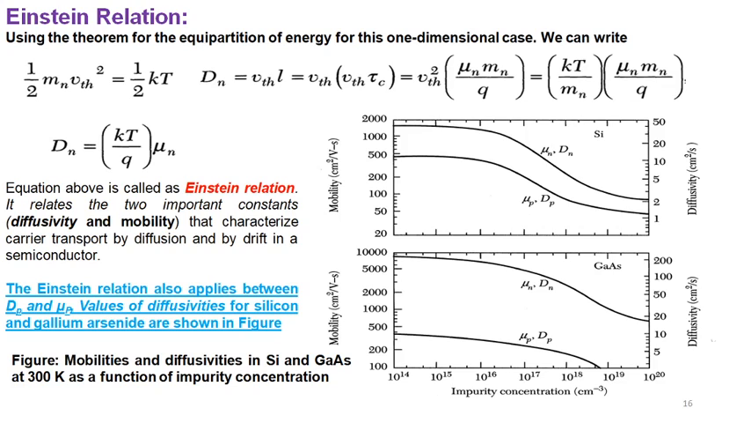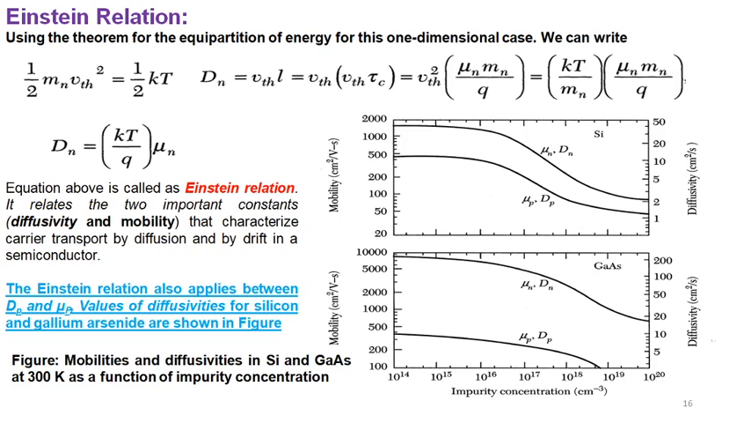for holes also, but before that we see the Einstein relation, which relates mobility and the diffusion coefficient. Here we use the equipartition theorem for the one dimension case, that's why we write 1 half m v square is equal to 1 by 2 kT. Then Dn, the diffusion coefficient, is Vth, the thermal velocity, times the mean free path, and rearranging the terms we get the equation Dn is equal to kT by q times mu n, and this relation is called the Einstein relation.